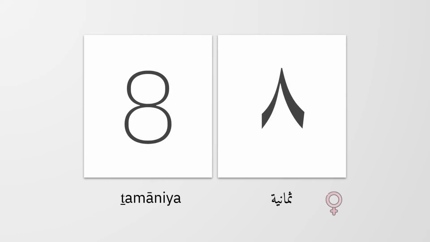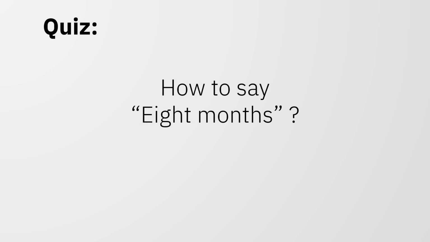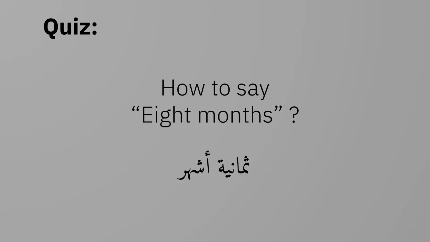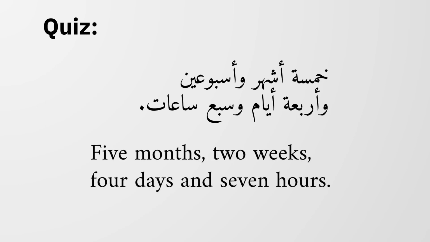ثمانية. شهر. How to say 8 months. 8 أشهر. Quiz time. Can you translate the following sentence? 5 أشهر وأسبوعين و4 أيام و7 ساعات. 5 months, 2 weeks, 4 days and 7 hours.